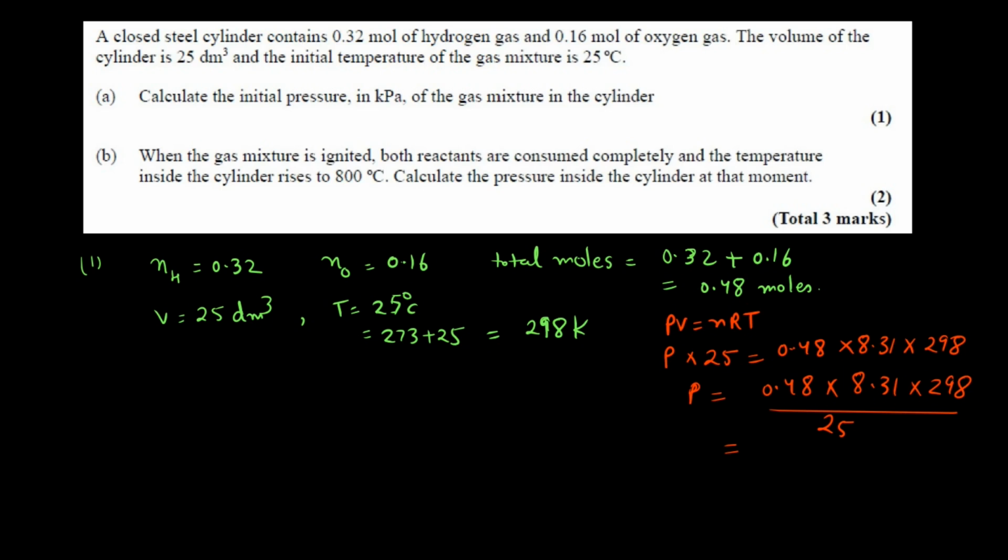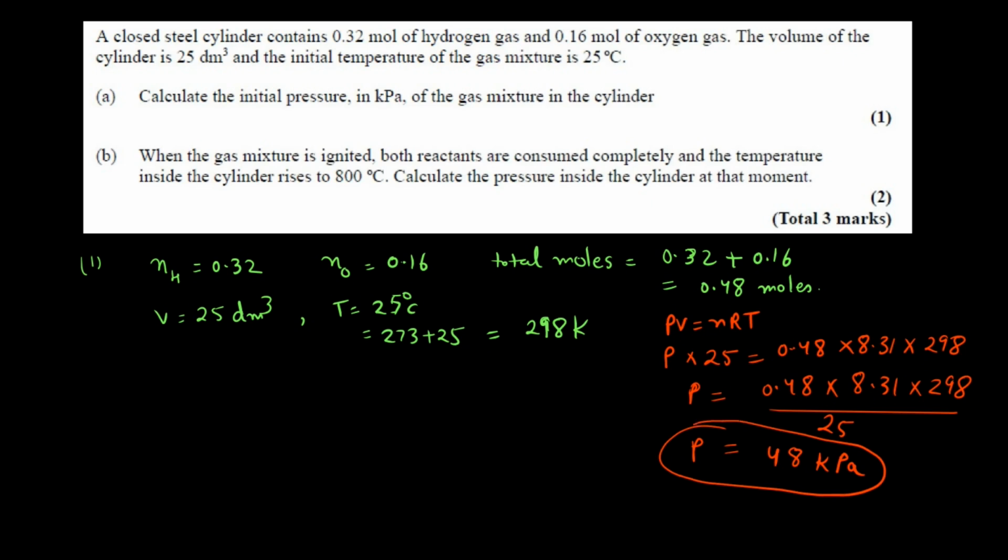So we are multiplying 0.48 with 8.31 multiply 298 divide by 25. So in two significant figures the answer is 48 kilopascals. So this is the answer.